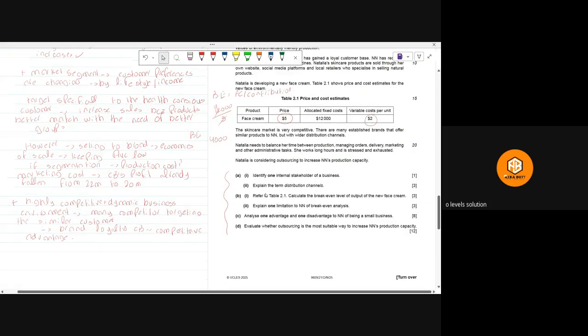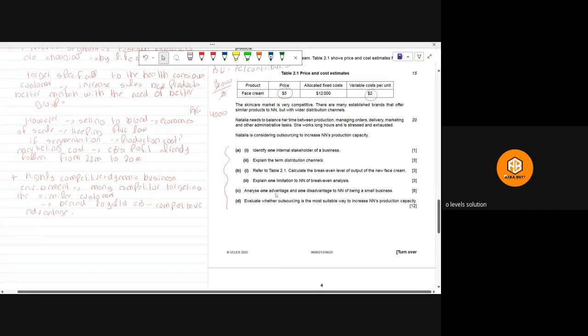If you talk about part C, analyze one advantage and one disadvantage to NN of being a small business. The advantage is that a small business has greater flexibility. Because Natalia makes products by hand, as we have seen in the case study, in a very small workshop, she can respond quickly to changes in customer preferences. For example, if a customer requests a new cream, since she is not using very large machinery, she can easily adjust the ingredients to make the new creams. This is one advantage.